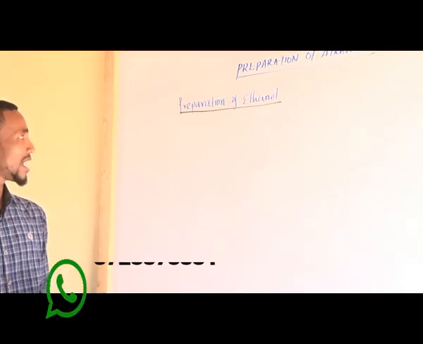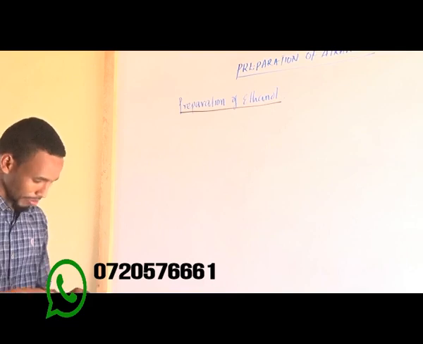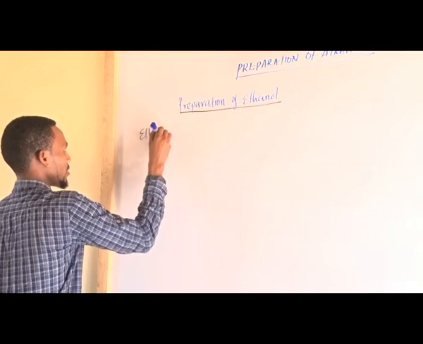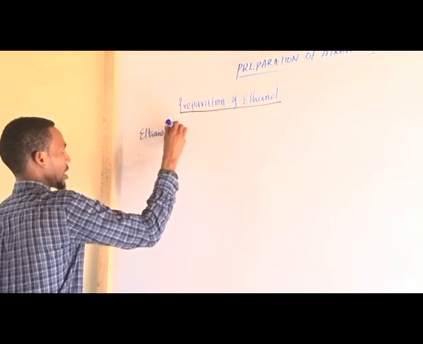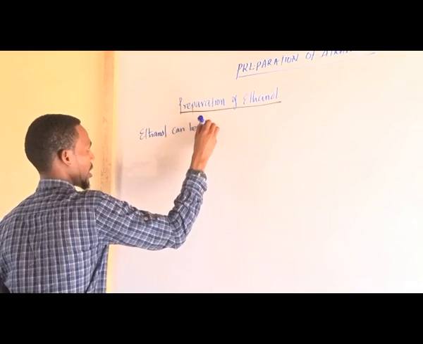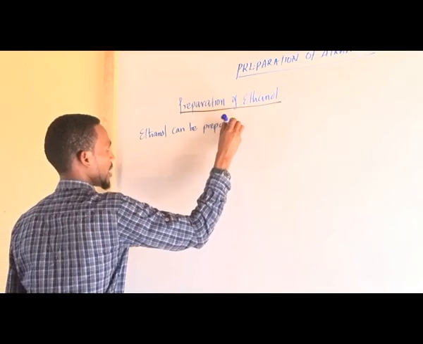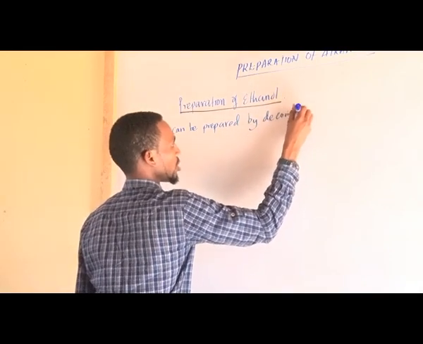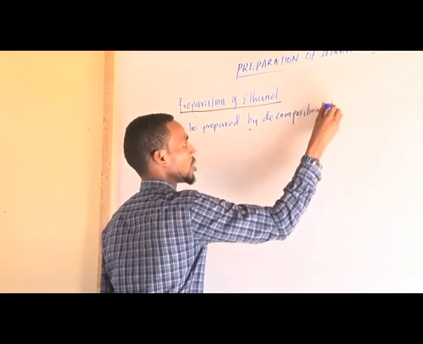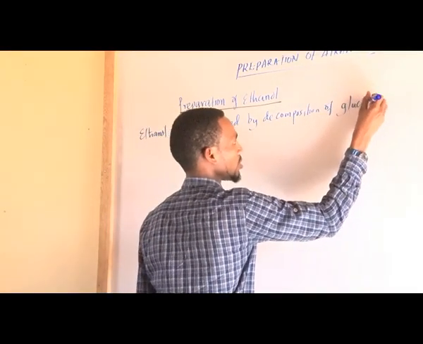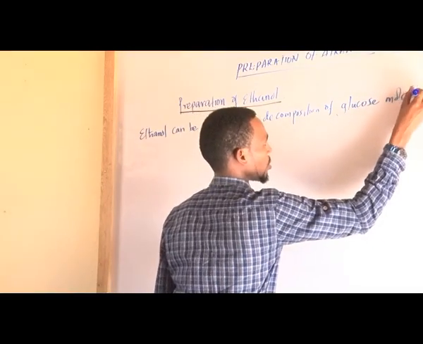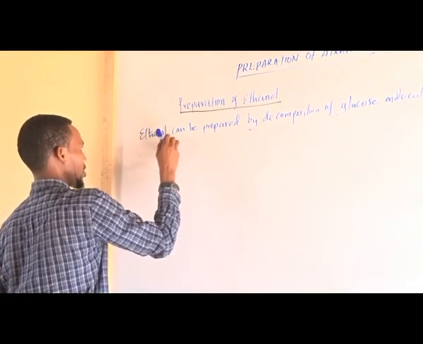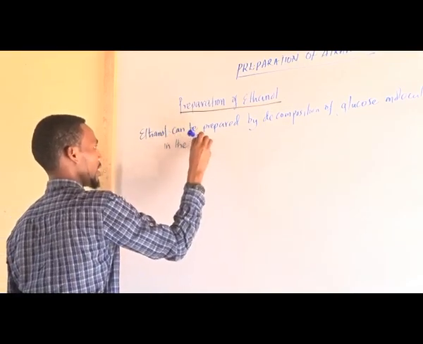What do you think? How do you prepare ethanol in the lab? Ethanol can be prepared by decomposition of glucose molecule in the presence of enzyme.